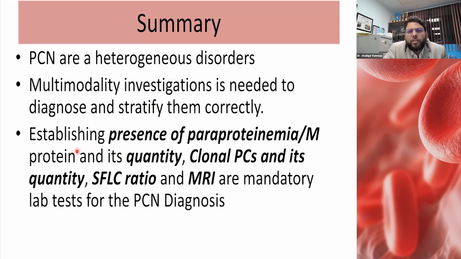different categories like more than 3 gram per deciliter of protein and more than 10% clonal plasma cells, the SFLC ratio, and MRI to detect the presence of a myeloma defining event, which is more than one lesion on MRI, at least more than 5 millimeter in size. So these are all mandatory for the diagnosis of plasma cell neoplasm.